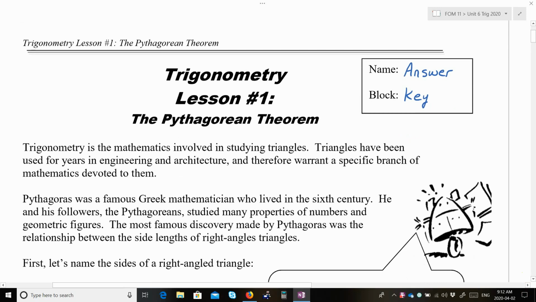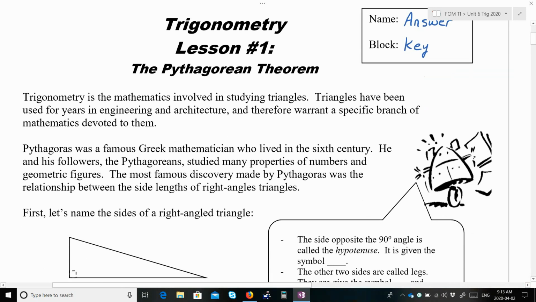Now some of this might be a little bit of review from last year. We are going to review some basic trigonometry and then we're going to get into some new stuff that's part of Foundations Math 11 called the sine law and the cosine law. But for today it's the Pythagorean theorem.